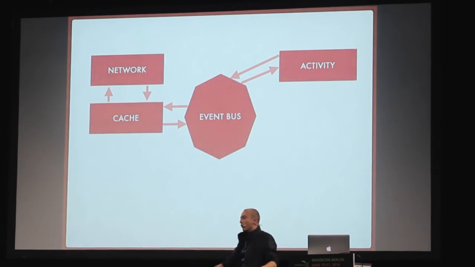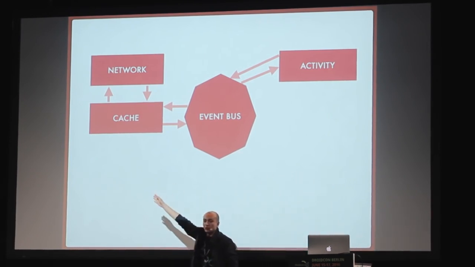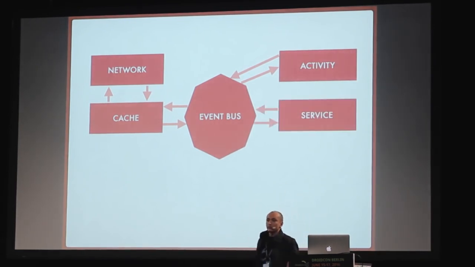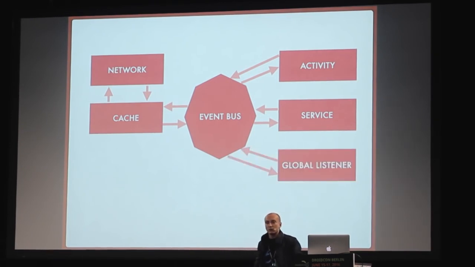Long time ago, when grass was green, we had a very simplified architecture. We had an activity that goes through the event bus to the cache, and then to the network. If things were in the cache, it responded immediately. Also, we had services connected to the event bus, and the global listener, which we used for notifying the user with notifications, dialogs, error states, and other things.